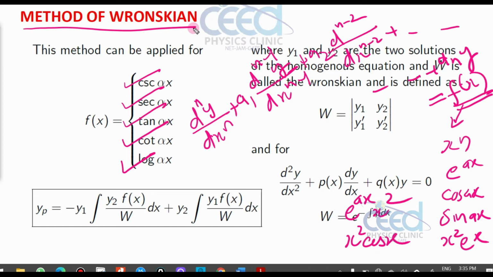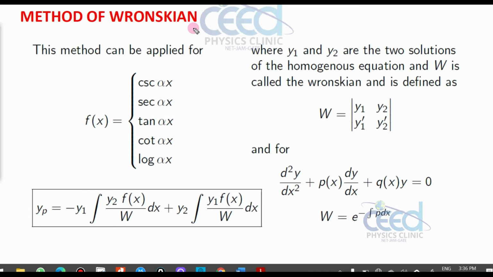To solve this kind of differential equation, suppose you have a differential equation in this format. For example, you can take d square y by dx square plus 9y equal to some function, you can take this as tan x. Tan is a kind of function, or tan 2x or anything.